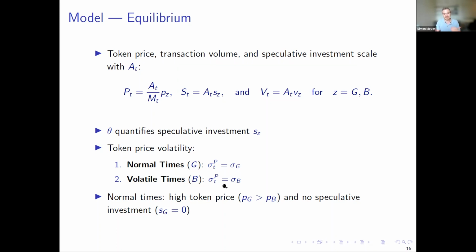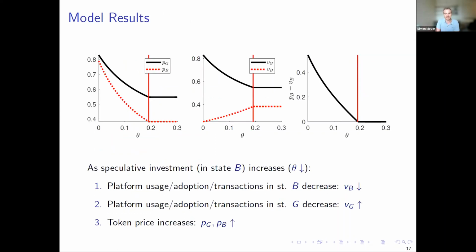The first result is essentially then in normal times, the price is higher than in volatile times, which reflects simply that in normal times, the token is more useful for users to transact. And the following graph essentially depicts then the main forces at work, or the main effects. What do I do in this graph? Well, I plot the token price, or the scaled token price, because everything scales in A, against the parameter theta.